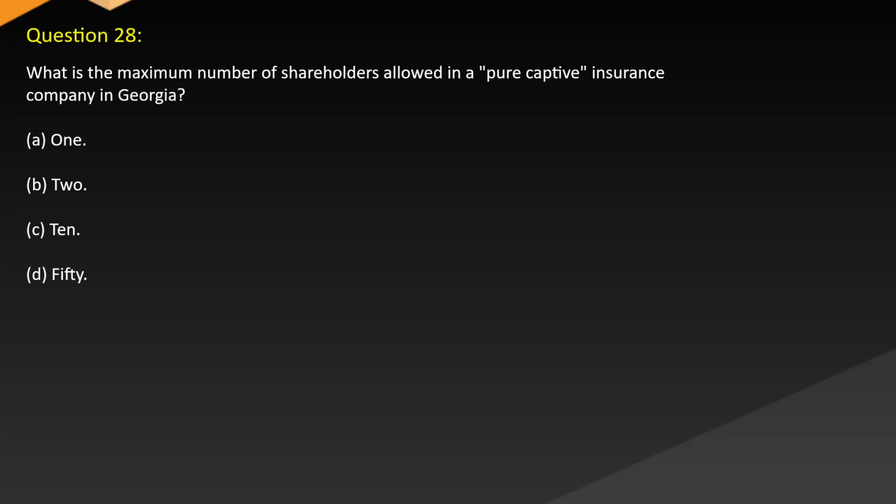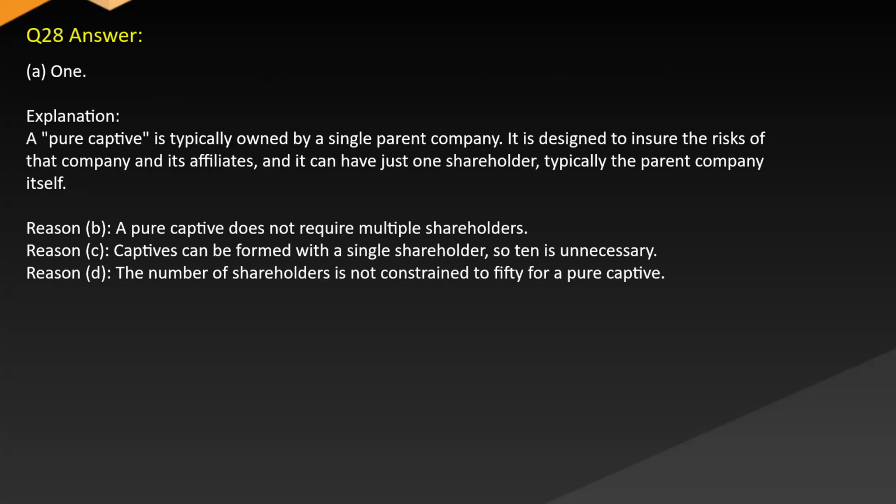Question 28. What is the maximum number of shareholders allowed in a pure captive insurance company in Georgia? A. 1, B. 2, C. 10, D. 50. Answer A. 1. Explanation: A pure captive is typically owned by a single parent company. It is designed to insure the risks of that company and its affiliates, and it can have just one shareholder, typically the parent company itself.